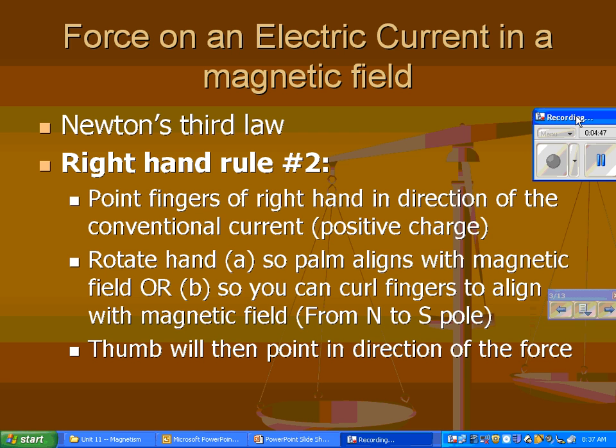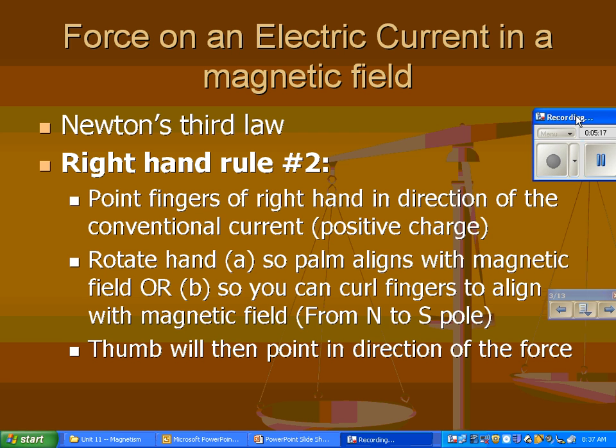So, here's right-hand rule number 2. You take your right hand. First of all, it must be your right hand. Remember that, okay? You point your fingers in the direction of the current that the wire is traveling, the conventional current. And keeping your fingers pointed that direction, there's two possibilities. And again, many books explain it slightly differently. You'll rotate your hand until your palm is in alignment with the magnetic field. Your palm is pointing from north to south, or in the direction of the magnetic field.